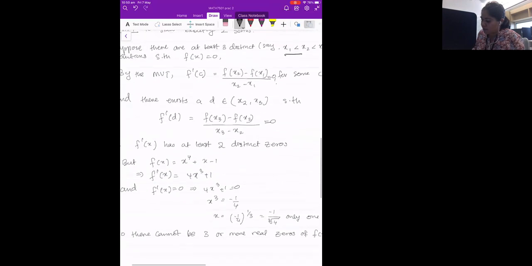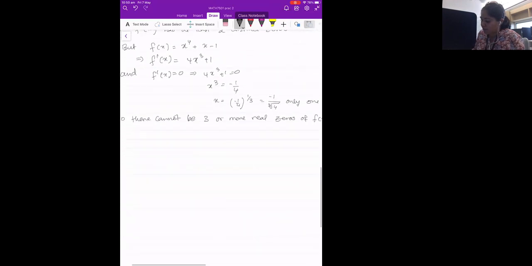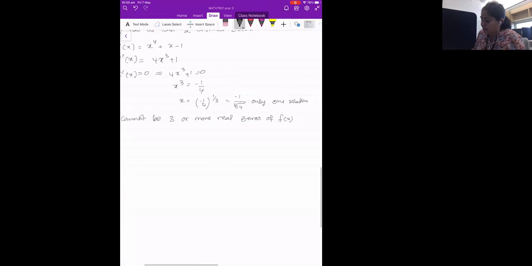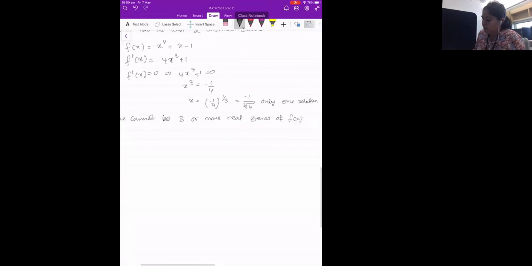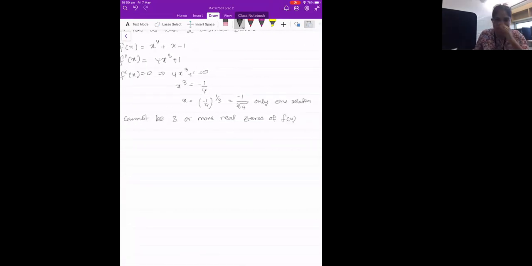So that means there cannot be three or more real solutions to f(x) equals 0. Okay, does that make sense?